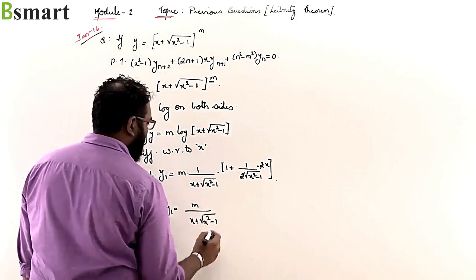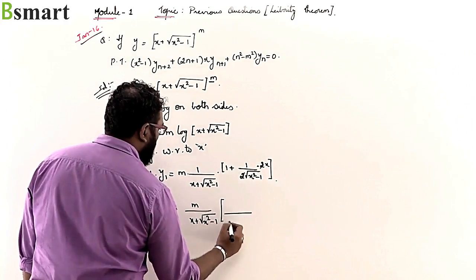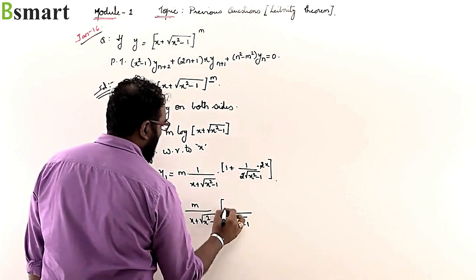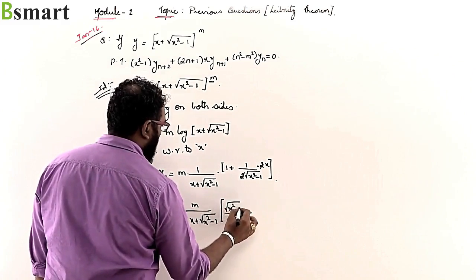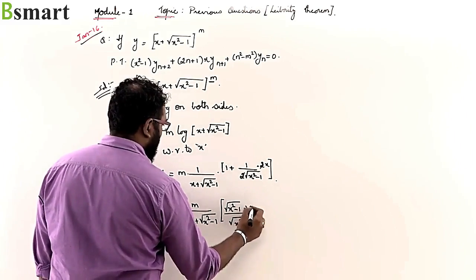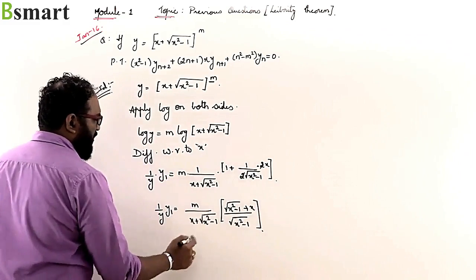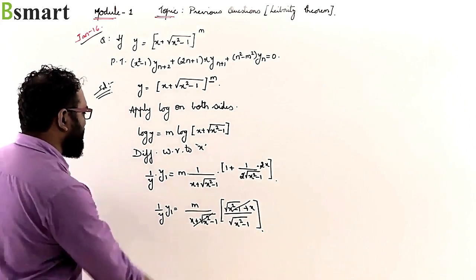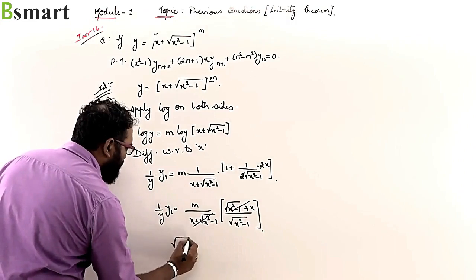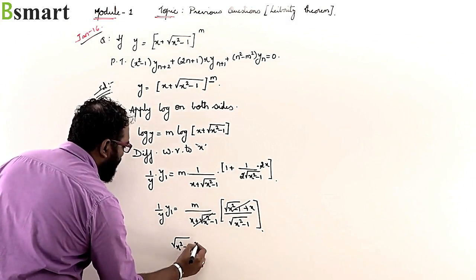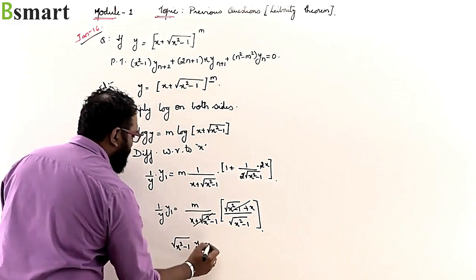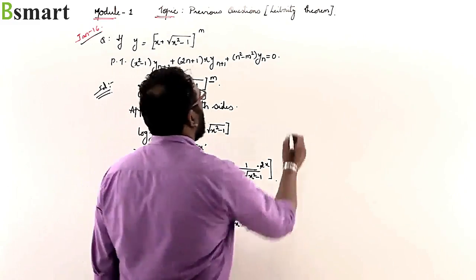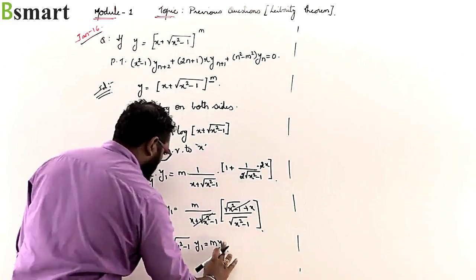If we take the LCM, what is the LCM? That is root over x square minus 1, and here this will be root over x square minus 1 plus x. So then x plus root over x square minus 1 and x plus root over x square minus 1 will get cancelled. Now if we cross multiply, that is root over x square minus 1 into y1 is equals to m into y. This is y, not y1.